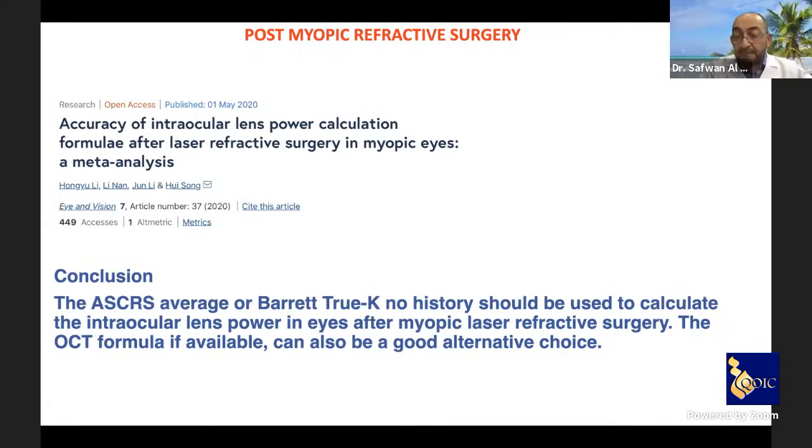I have 5 minutes. And post-myopic refractive surgery, a study compared the accuracy of intraocular lens power calculation formulas after laser refractive surgery in myopic eyes. They concluded that the ASCRS average or Barrett True K, no history, should be used to calculate the intraocular lens power in an eye after myopic laser refractive surgery. The OCT formula, if available, can also be a good alternative choice. So the ASCRS average or Barrett True K with no history shows high accuracy in comparison.